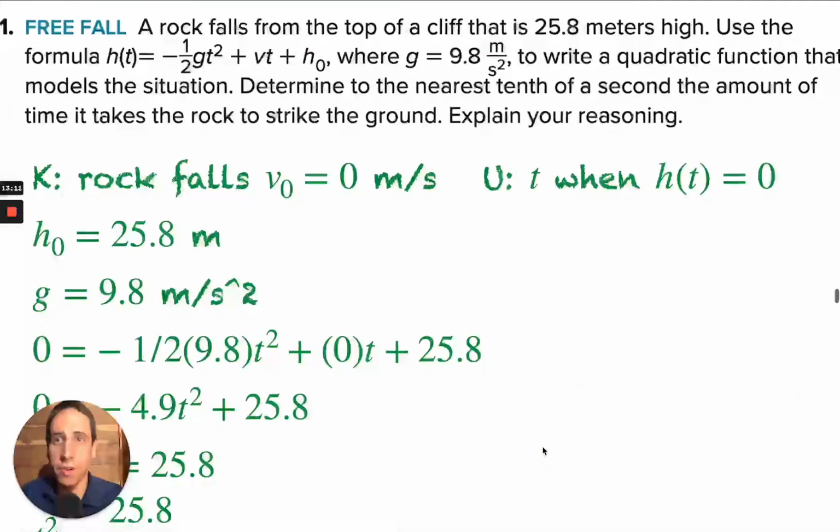A rock falls from the top of a cliff that is 25.8 meters high. Use the formula, and I hope we're getting used to this formula a bit more: h of t equals negative 1/2 g t squared plus v t plus h of 0, where gravity is at this strength. If we were on the moon or on Jupiter, we would use vastly different values for g because the strength of gravity is different in those locations. But on Earth, it's always going to be 9.8 meters per second squared.